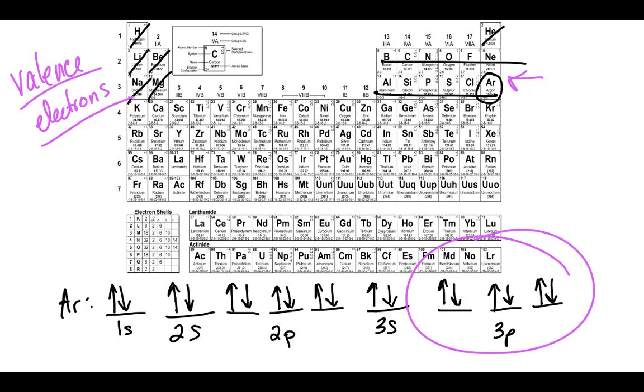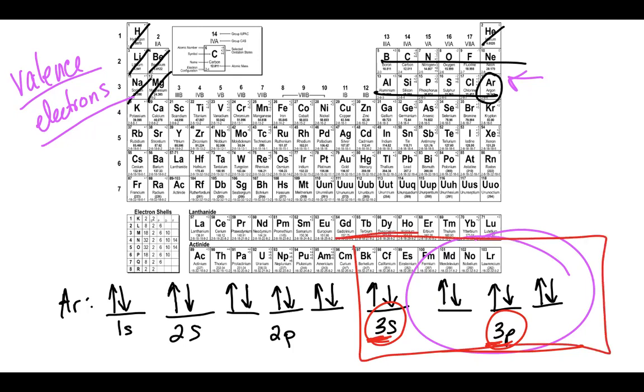And here's where it's important to pay attention to detail, because although these 6 electrons might be in the last orbital that you fill, the 3p electrons and the 3s electrons are both in level 3. So they're all going to be in the same energy level. So for argon, all 8 of these electrons are considered valence electrons because they're all in level 3.